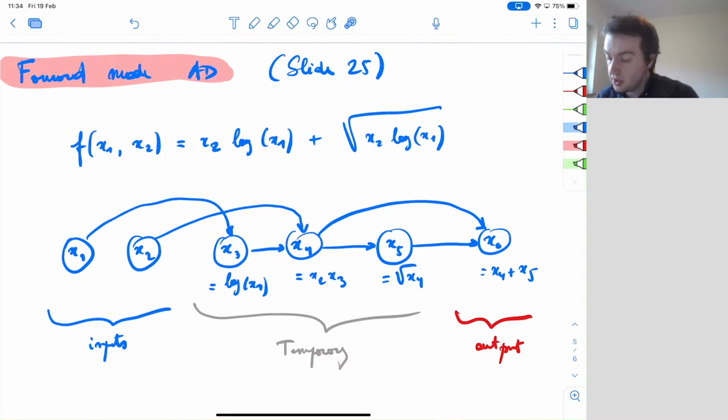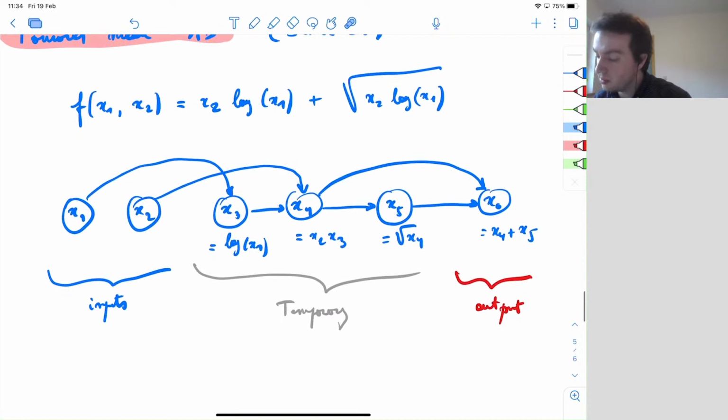Let's say we have a function which depends on two variables, x1 and x2. And just to make it easy, but not trivial, we'll say that the function is defined in this way. It's the sum of two terms. The first one is x2 times the logarithm of x1, and the second one is the square root of that same quantity.